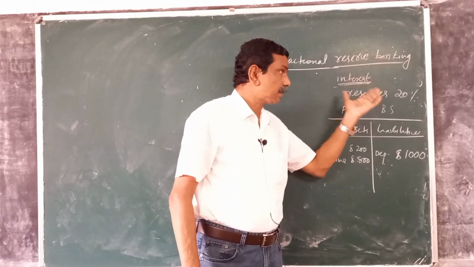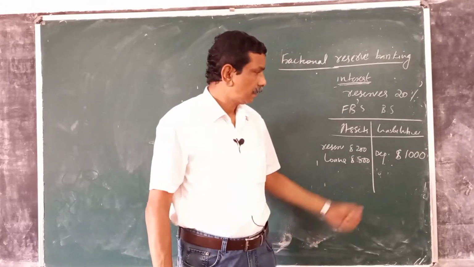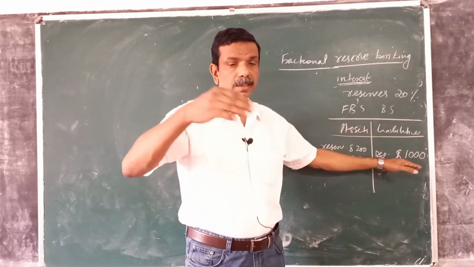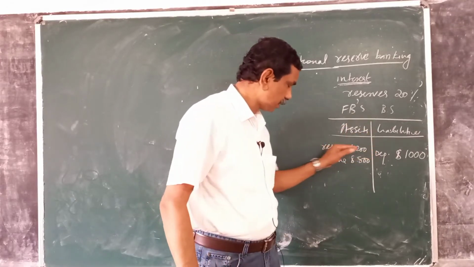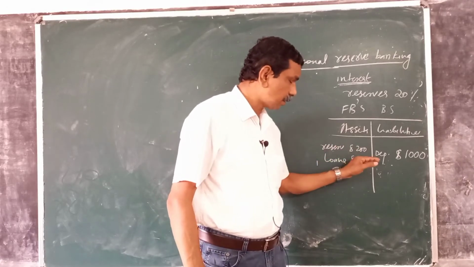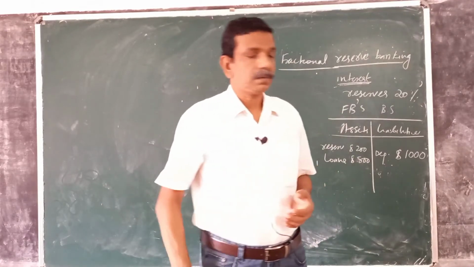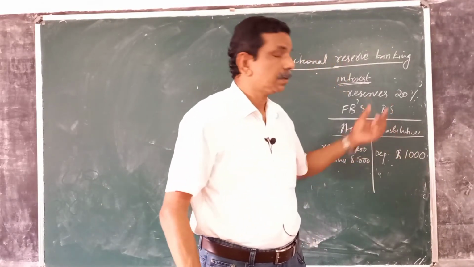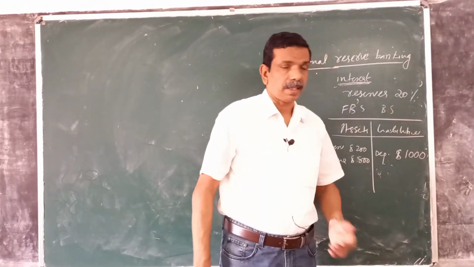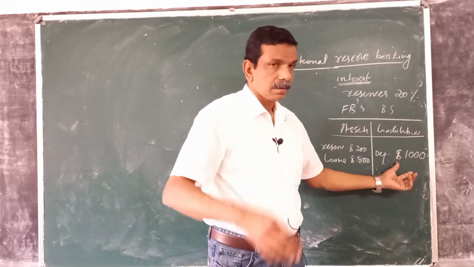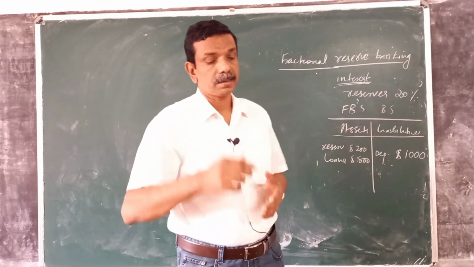So under fractional reserve system, first bank's balance sheet looks like this. Liabilities is equal to total deposits. Assets is divided into reserves $200, loans $800 on the assumption that reserve to deposit ratio is 20%. Actually, it is demand deposits. So, reserves to demand deposit ratio is 20%. It is known as the cash reserve ratio.